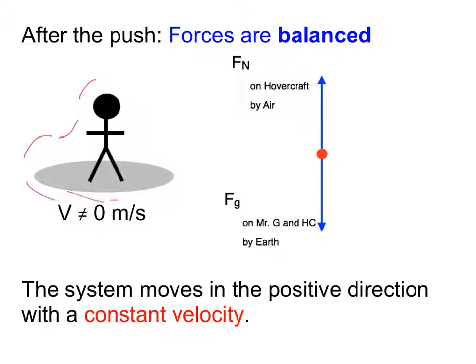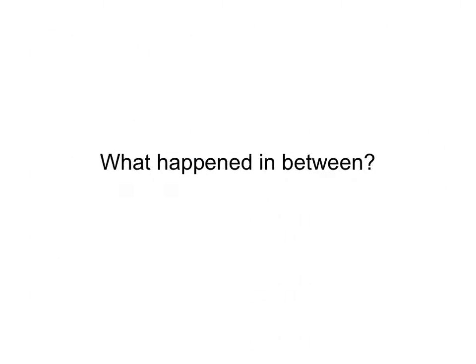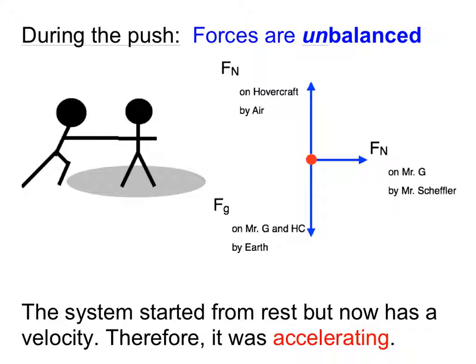And again, just for completion, we want to compare with after the push. We decided that the forces were also balanced. And yes, from the lab, we find that in this case, I was moving with a constant velocity in the positive direction. But now we're concerned with what happened in between. What happened between me being at rest and me moving forward with a constant velocity after being pushed?